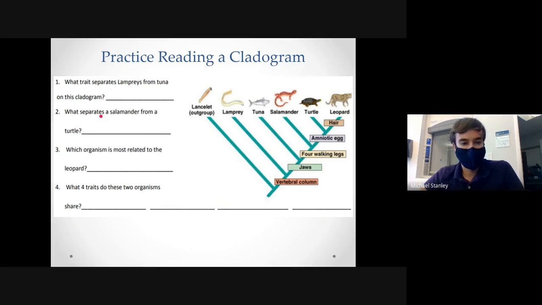So we'll start by talking about some of these traits down here. What trait separates lampreys from tuna on this cladogram? What was the trait that caused the tuna group to split off and be different from the lamprey group?